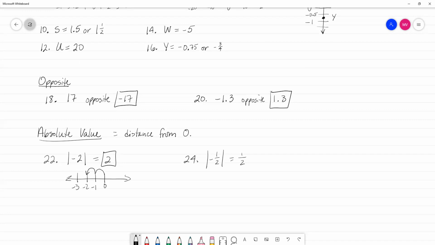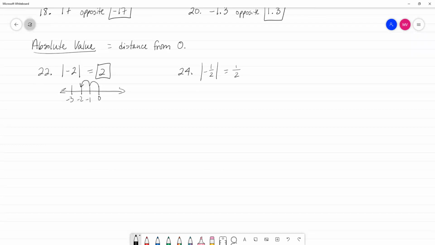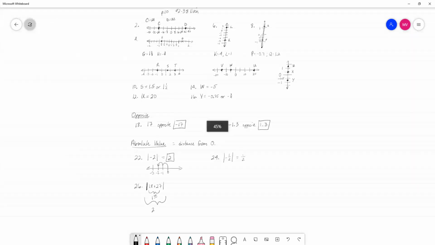So absolute value is positive. All right, perform the indicated operations. Problem 26 gives us the absolute value of 18 plus 27. So again, when you have mathematical operations inside grouping symbols, which the absolute value is, you solve inside first, then you take care of the grouping symbol. You interact it with anything else, which in this case, there's nothing.